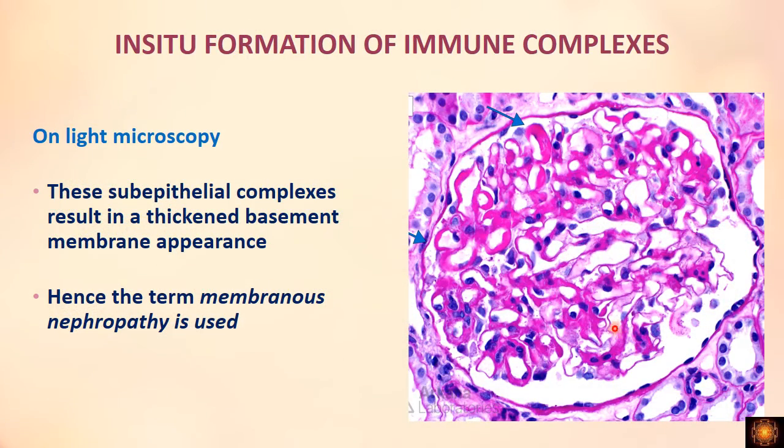Now this is a light microscopy picture. In the light microscopy, we cannot make out whether it's subepithelial or subendothelial, but we can just make out that there is some thickening of the basement membrane. So that's why the term membranous nephropathy is used for this condition, because we see the thickening of the glomerular basement membrane.